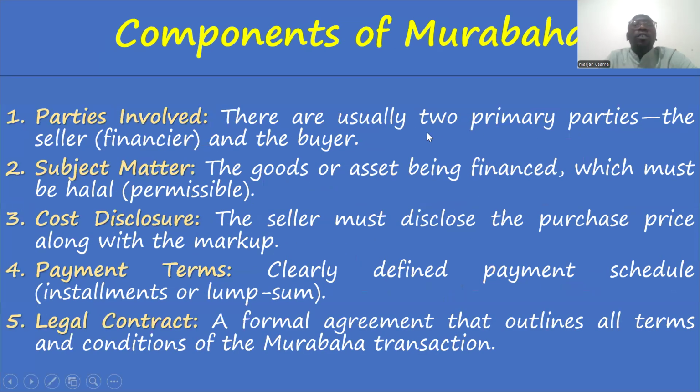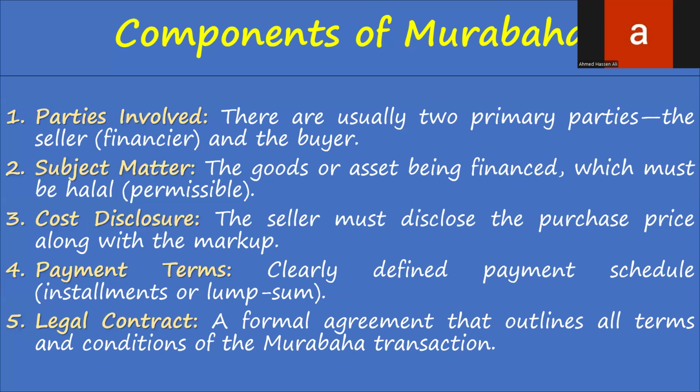Now, what are the components of Murabaha? When you're talking about the components of Murabaha, we are basically talking about the parties involved. There are usually two primary parties: the seller, the financer, which in our case is mostly the bank, and the buyer. Then number two, we have the subject matter. This is the goods or asset being financed, which must be halal in our case.